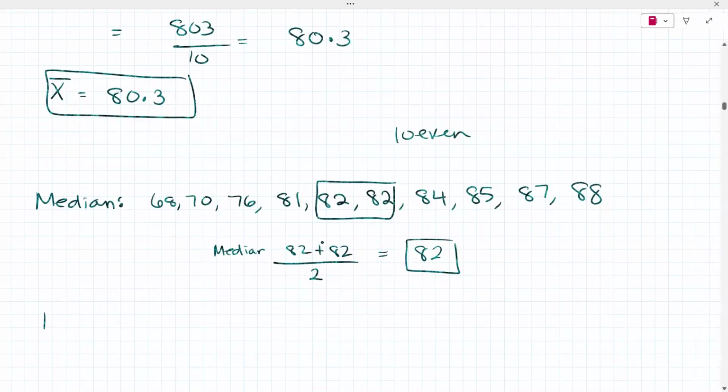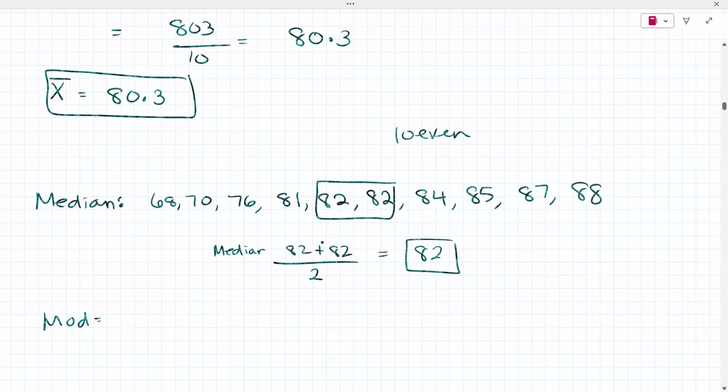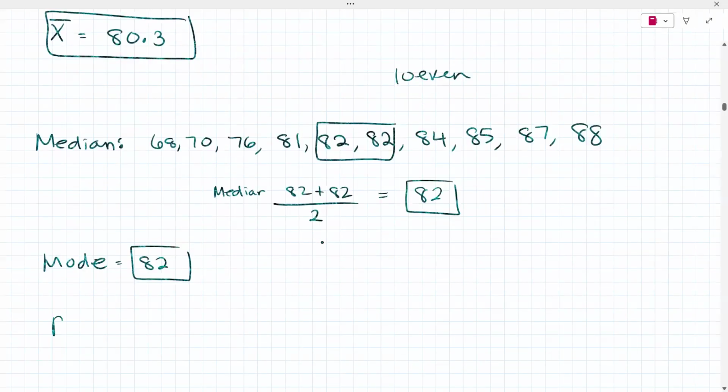Mode, do we have a mode? I believe so. I think 82 is the one that occurs most often, so our mode is going to be 82. Okay, the range. The range is largest minus smallest. My largest number is 88 minus my smallest number, 68, which is 20.